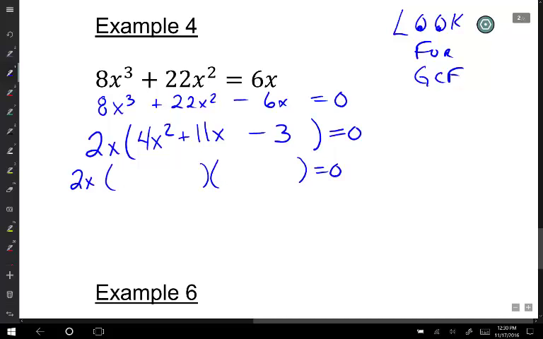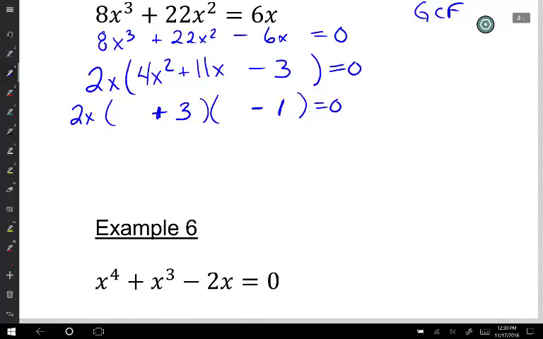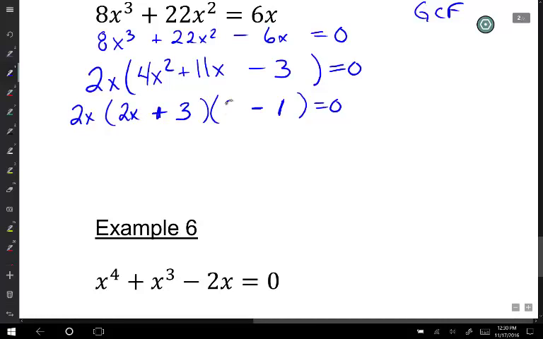What are my signs, guys? Plus minus. Now it's any plus minus here. Doesn't it have to be 3 and 1? And 2x. Well, it doesn't have to be 2x. It could be 4x and 1x or 2x and 2x. Which would you like to try? 2x and 2x? All right, 2x and 2x. That gets me negative 2x, positive 6x.